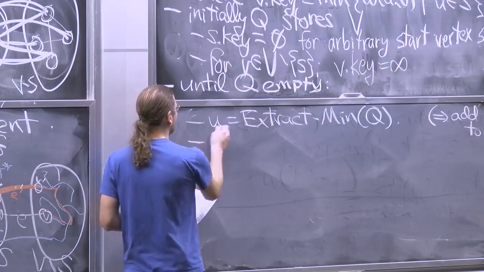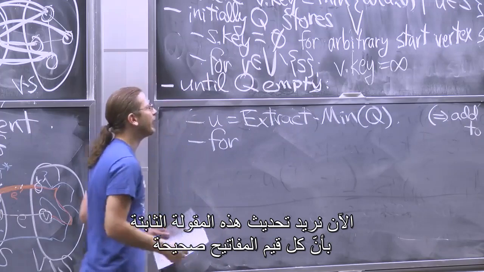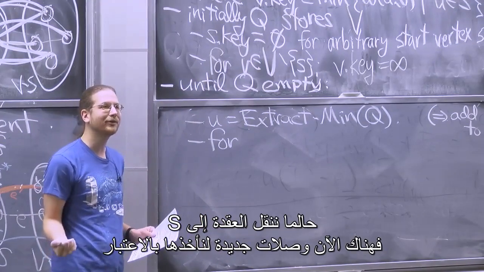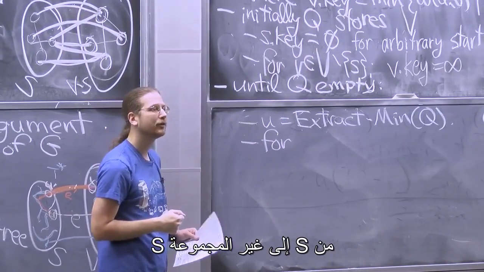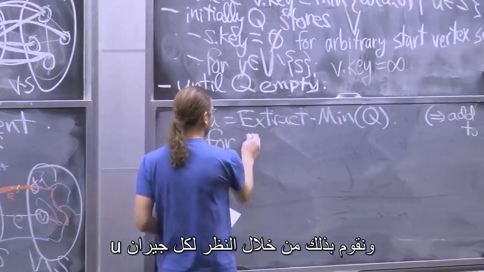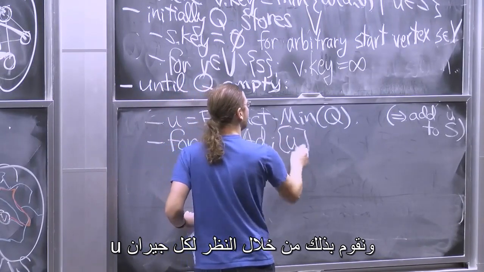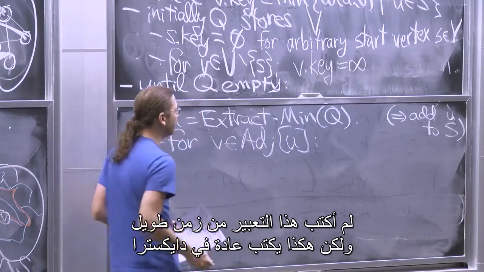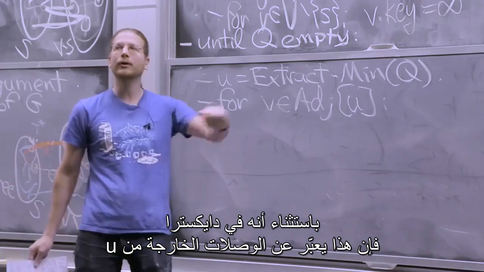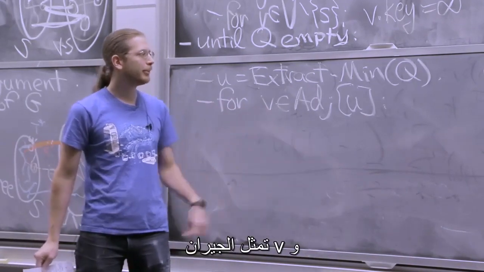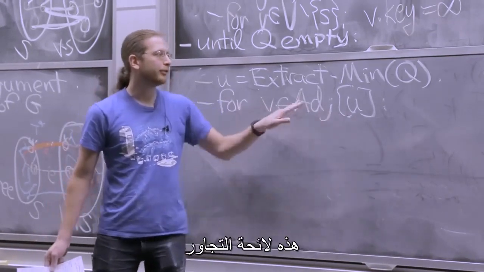So now we need to update this invariant, that all the key values are correct. As soon as we move a vertex into S, now there are new edges we have to consider from S to not S. And we do that just by looking at all of the neighbors of U. This is how it's usually written in Dijkstra, except in Dijkstra, these are the outgoing edges from U, and V are the neighbors. Here, it's an undirected graph, so these are all of the neighbors V of U. This is an adjacency list.